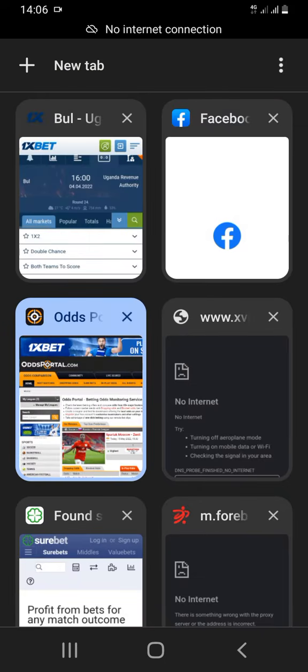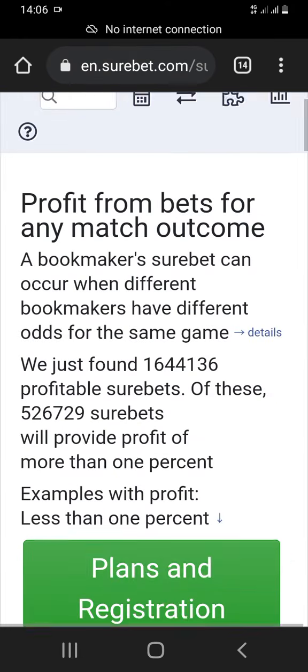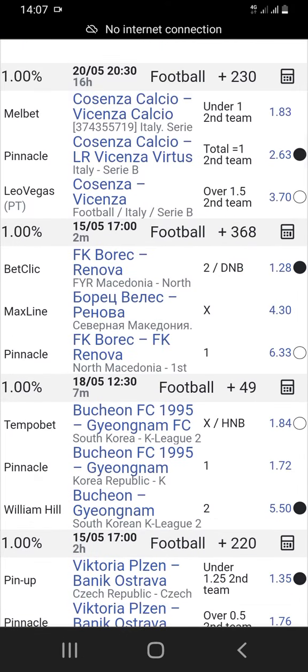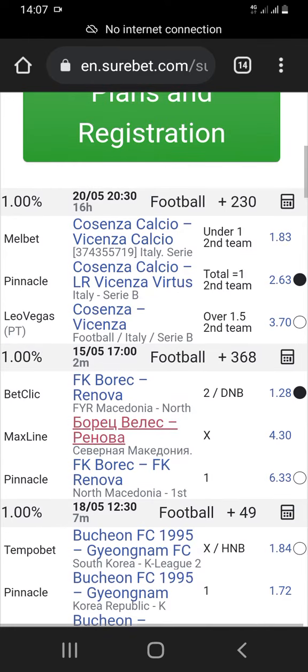So I said I'm going to give you five. This is the third one that I'm mentioning today. So we'll now go down to the fourth one, which is Surebet. This is Surebet. Surebet is one of the best, if not the best. You understand? It's actually the second in line in the ratings. You understand?